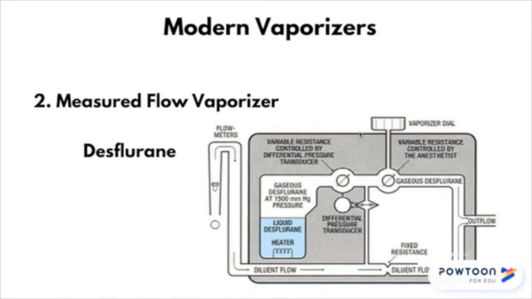So you can't just pass a certain amount of gas over desflurane and expect a normal concentration to come out of it because it's so variable based on the temperature. So instead, what they do with this Tec 9 or measured flow vaporizer is essentially boil desflurane so that the vaporizer knows what saturated vapor pressure it's dealing with, and then directs a certain amount of gas through that chamber to pick up a known saturated vapor pressure based on what you titrate.